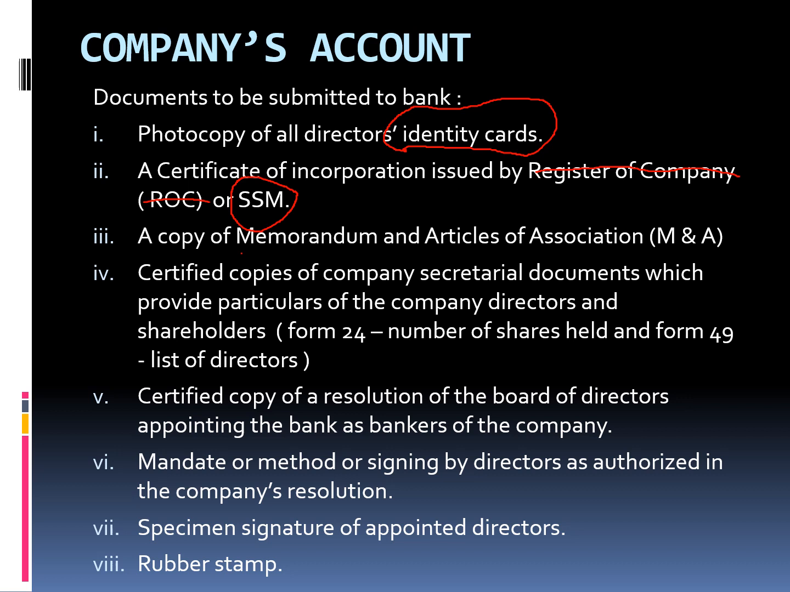And next is certified copies of a company's secretarial documents which provide particulars of the company's directors and shareholders. It refers to Form 24 and also Form 49. In that document, there is information on numbers of shares held and also the list of directors. Salinan yang disahkan tentang berapa banyak shareholders dalam company, siapakah company's directors, semua tu perlu diberikan kepada bank when you want to apply for a company's account.